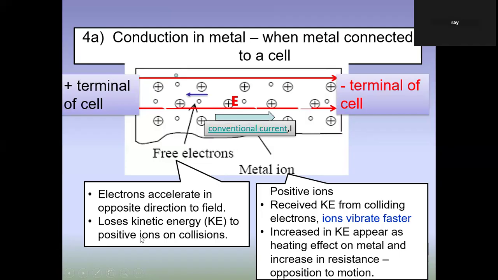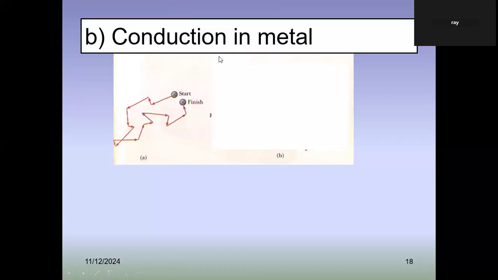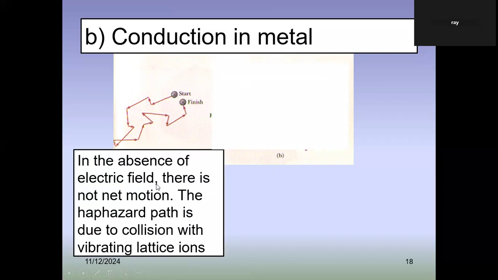So the conventional current is the flow of positive charge. Conduction in metal, without an electric field, that's how it will move. Start and finish almost at the same point. This is called random walk. In the absence of an electric field, there's no net motion. The haphazard path is due to collision with positive ions. Collide with positive ion, deflected, collide, deflected, collide, deflected, until after some time it comes back to almost the same point.